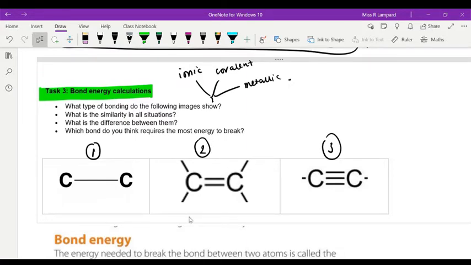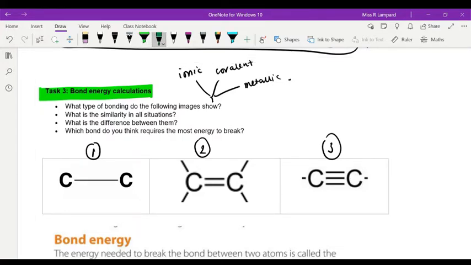Okay, so hopefully we have managed to work out the answers to these questions. Now, what type of bonding is being shown here? It is covalent bonding. We know this because covalent bonding occurs between non-metal and non-metal atoms, and we know that carbon is a non-metal. The similarity is that it's showing covalent bonding between 2 carbon atoms.